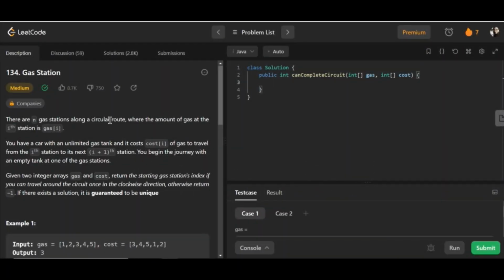So today I am going to solve this problem, gas station. This is the daily Leetcode challenge of Jan 7, 2023.